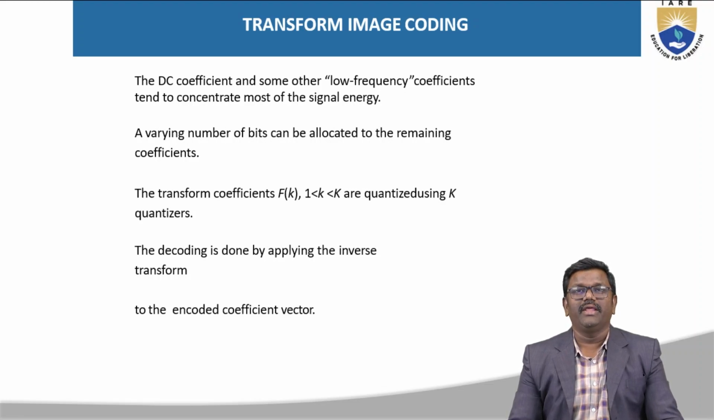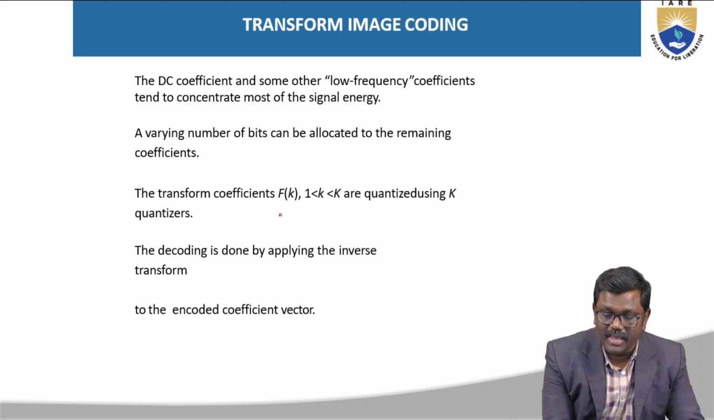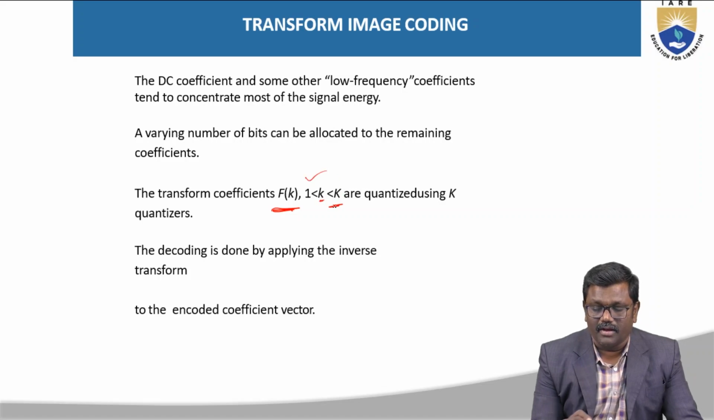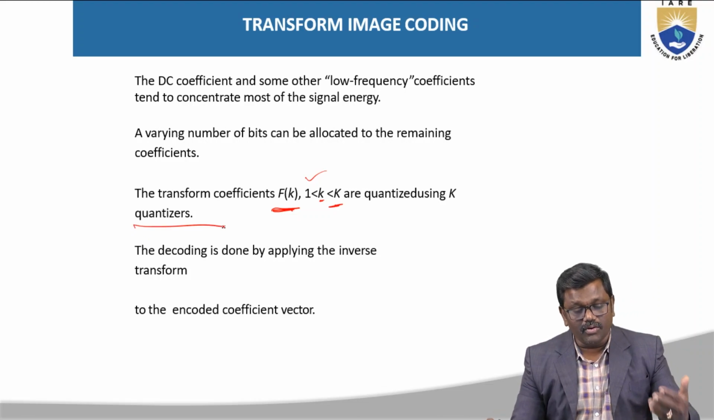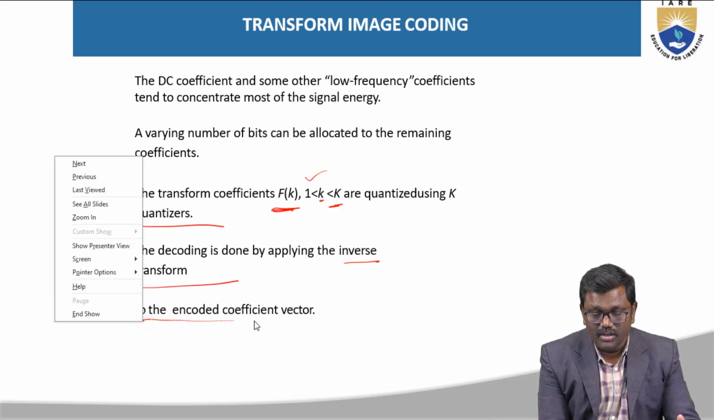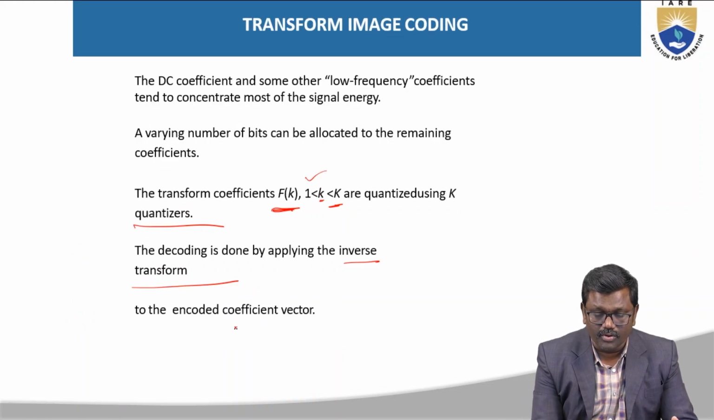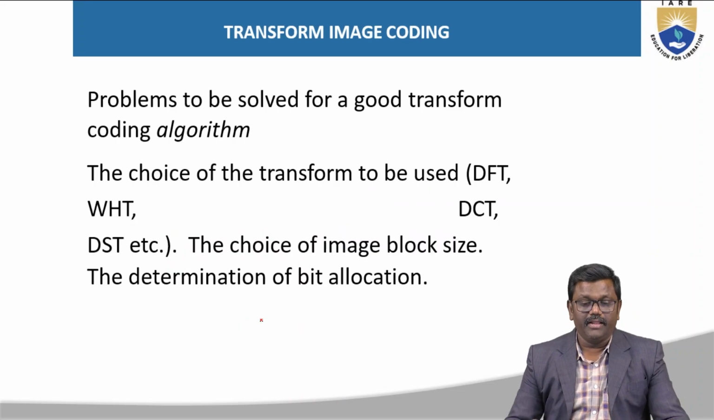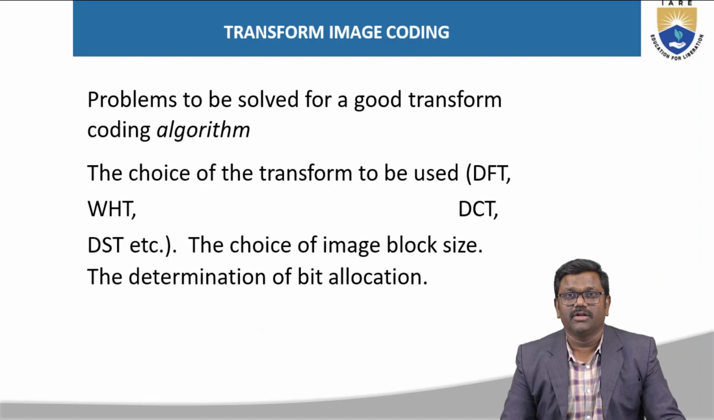That is, a varying number of bits can be allocated to the remaining transformation coefficients. The coefficient of f of k, for k greater than or equal to 1 and less than K, are quantized using K quantizers. Decoding is done by applying the inverse transformation to the encoded coefficient vector.